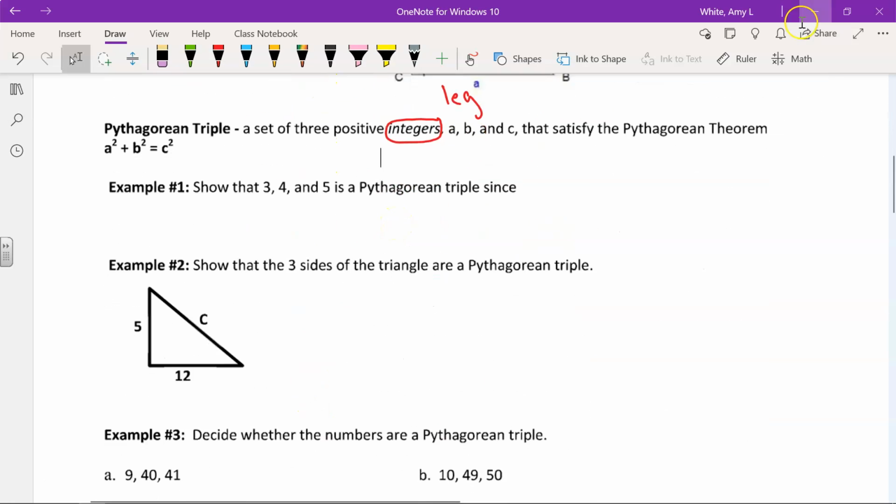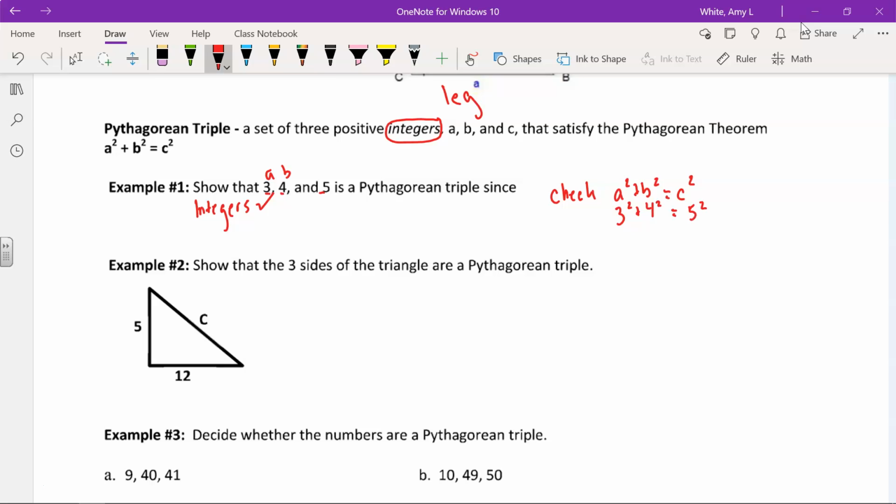And we can prove that 3, 4, 5 is a Pythagorean triple because first off, they are all whole numbers. So they are all integers. So I'm going to check that part off. And then I want to check that A squared plus B squared does actually equal C squared. I know A and B are going to be 3 and 4 because they're always going to be the shorter sides. Your hypotenuse, by definition, is the longest side of the triangle.